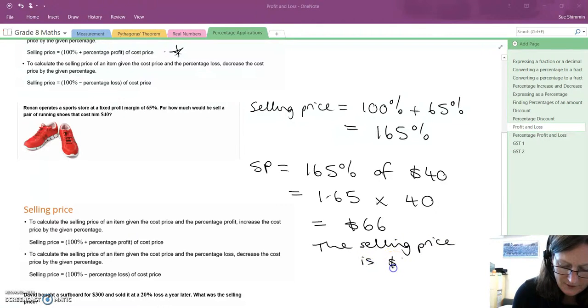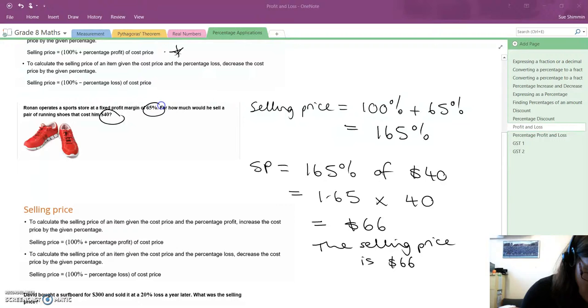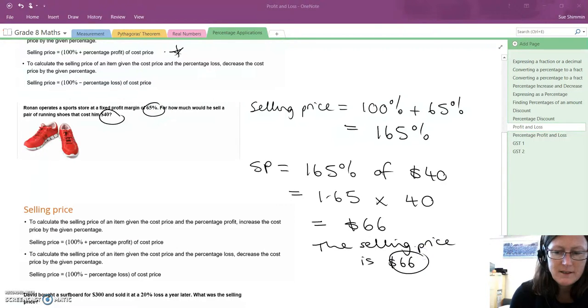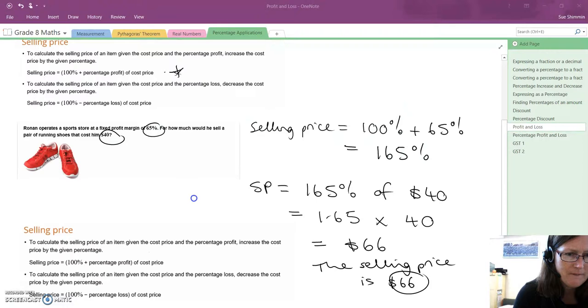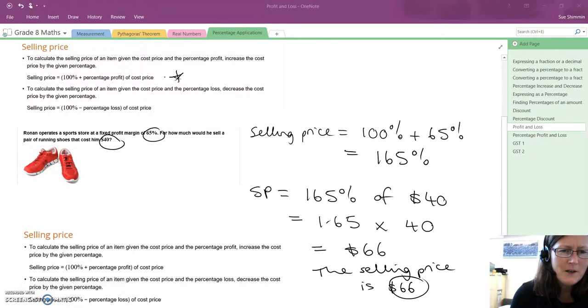So the selling price is $66. So the shop owner, Ronan, bought them for $40. He wants to make 65% profit, so he needs to sell them for $66. So looking at what we did again, for his selling price, we get 100% plus the percentage profit he wants to make, and that's how we work out the selling price.